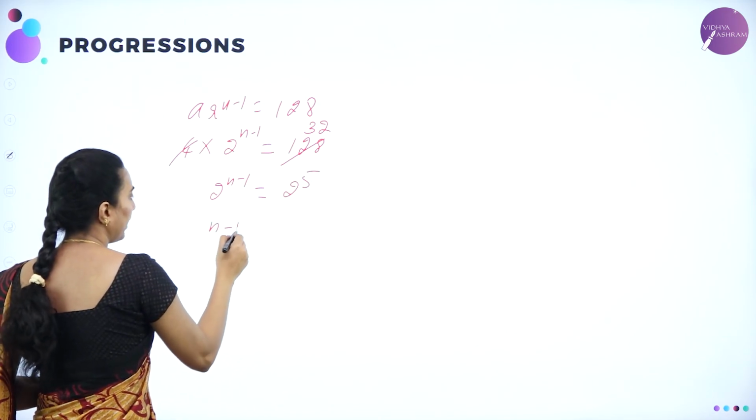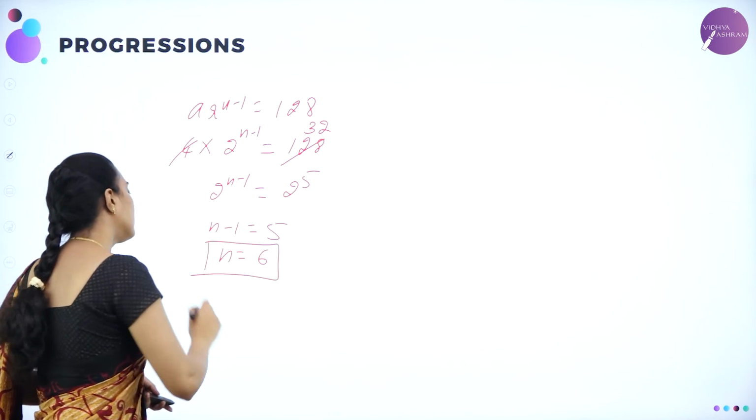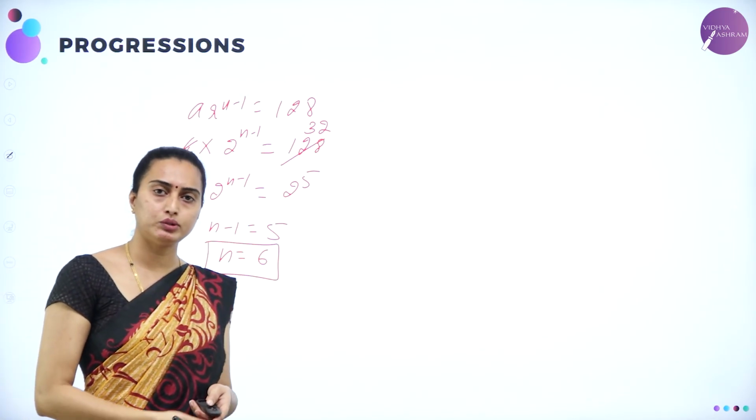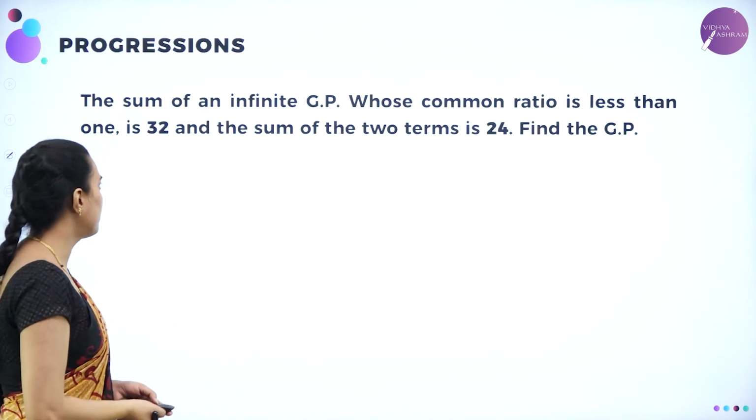Bases are the same, so n minus 1 is equal to 5, or n is equal to 5 plus 1, which is 6. So, n is equal to 6 and r is equal to 2. That's it, dears. I hope you got this one. We'll move on to the next problem.